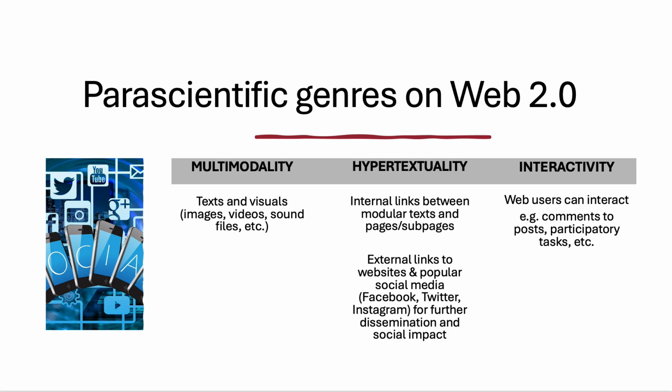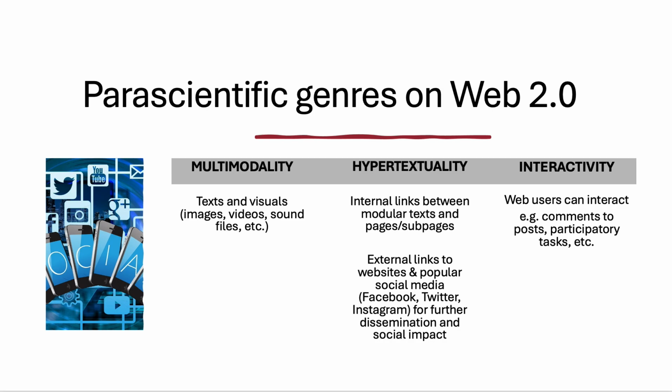How do we create these genres first? Well, these genres can be created with content management systems or can be managed through web portals or platforms. These platforms also provide multimodal and hypertextual affordances, which means that they allow us to combine both text and visual elements, such as photographs, embedded videos. They also draw on hypertextuality, as the text composer can include external links to the website, such as institutional or research project websites, and also popular social media such as Facebook, Twitter, Instagram for further dissemination and impact.